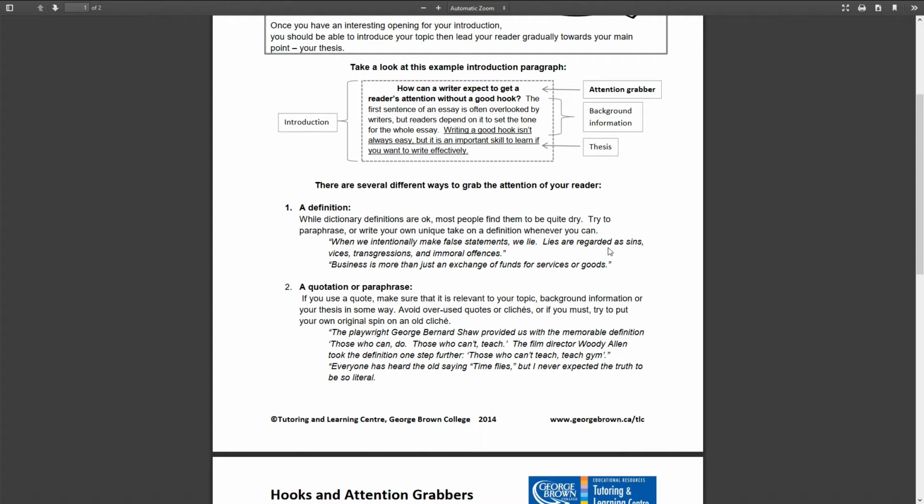Here's another one. Business is more than just an exchange of funds for goods or services. So that's another example of a definition if you were going to write about something to do with business.